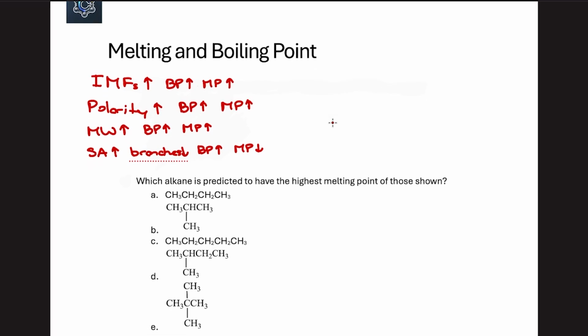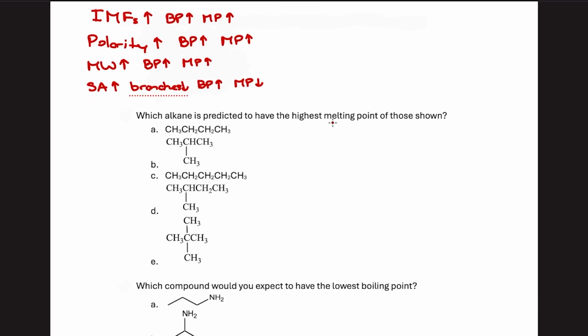Now, in the first problem, we're trying to compare which alkane is predicted to have the highest melting point of those shown. Clearly, if they're all alkanes, they will have the same IMFs, so we can cross out IMFs. If they're all alkanes, they're all nonpolar, so we can't consider polarity. Now, we should probably consider molecular weight. Since they're all alkanes, if they have the same number of carbons, they will have the same number of hydrogens.